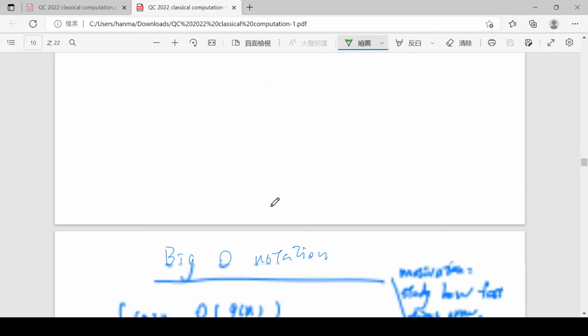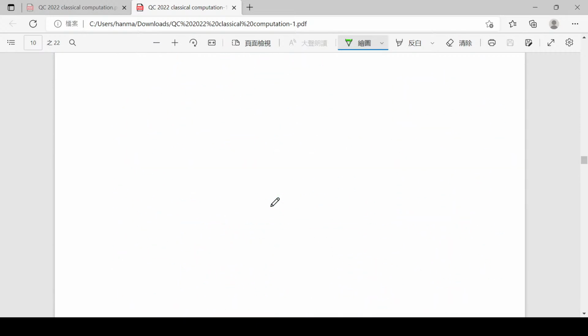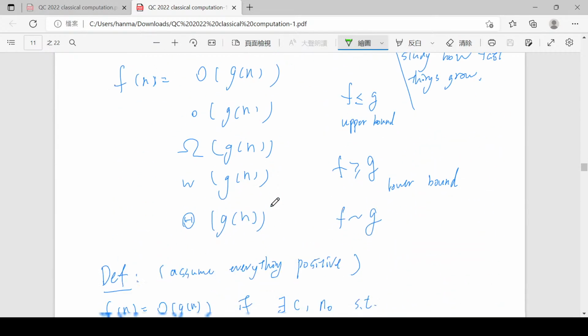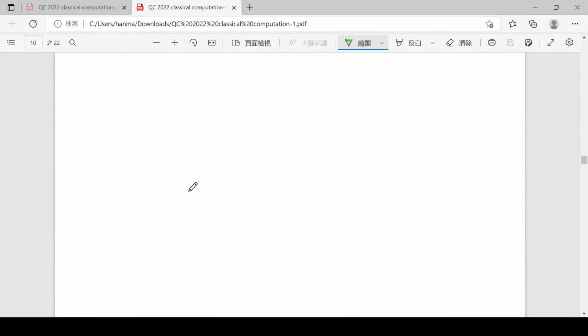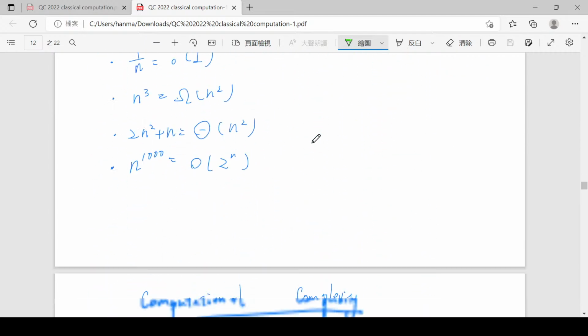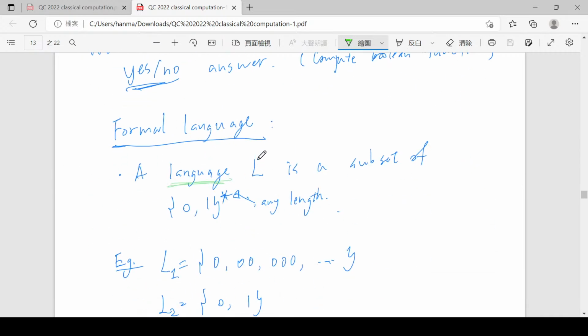Okay. And okay, we will save this for next class. Well, a little early, so let's have a bit longer break. Next class we'll go over this big O notation and more about computational complexity. Okay, let's stop for now and go back at 4:30. Okay.